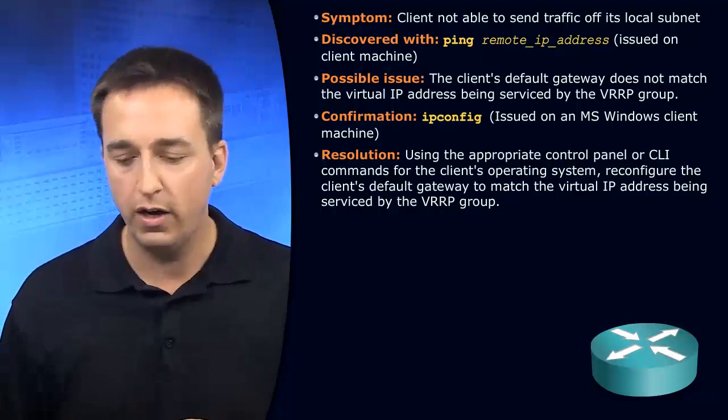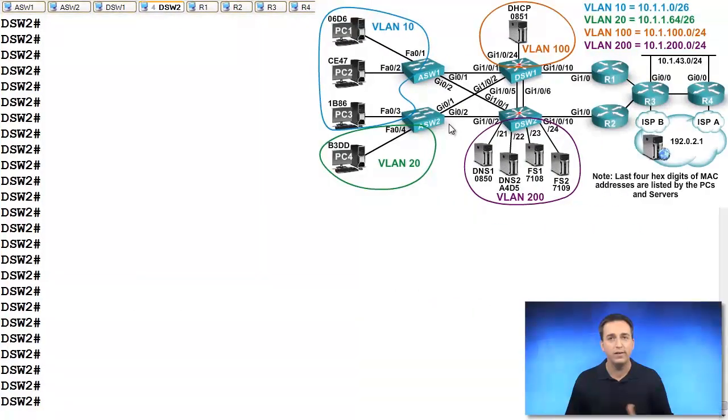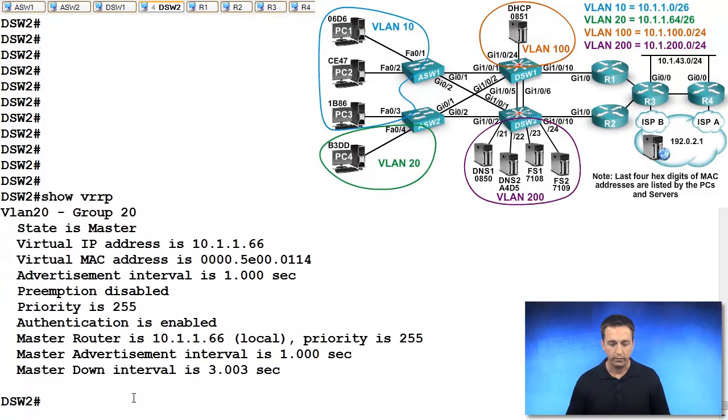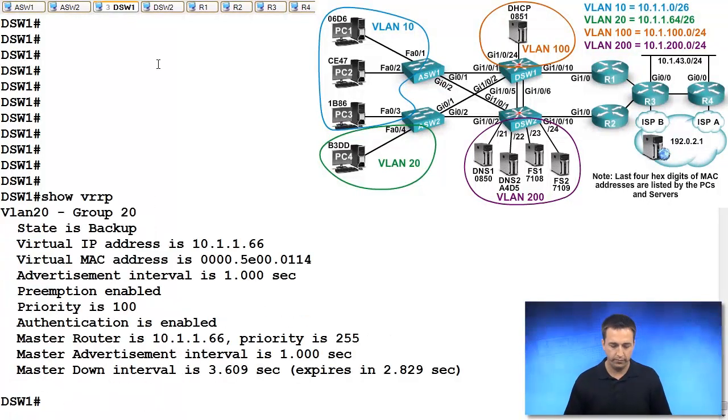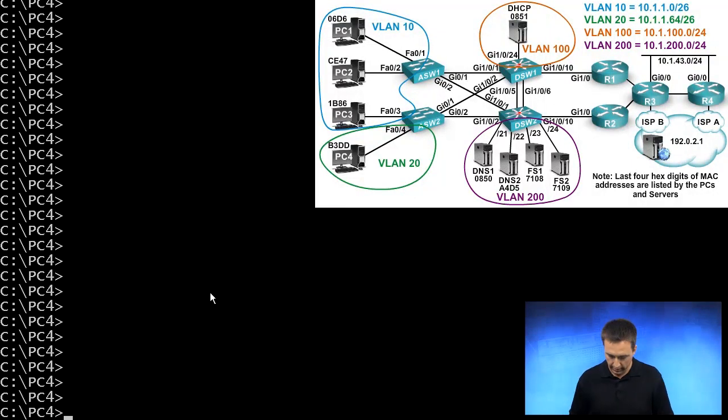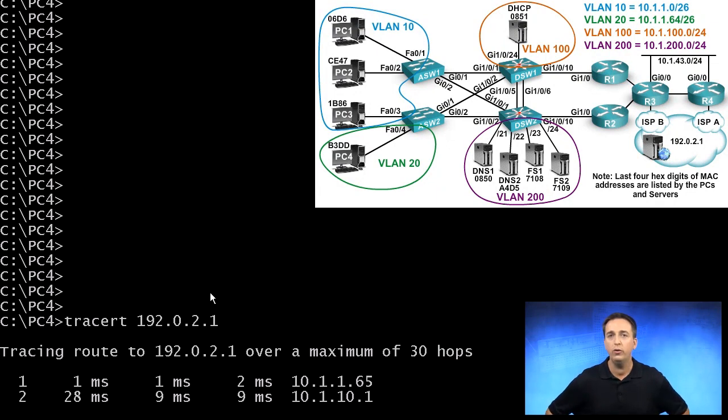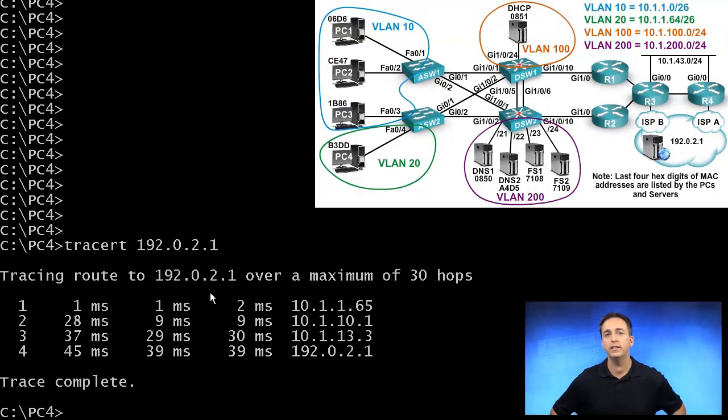Well, let's say in our VRRP group, we have a master and we have a backup. Let's check DSW2, show vrrp. Who's the master? It's DSW2. Who's the backup? It's DSW1. If we go to our client and we do a trace, who is currently servicing this client? It's DSW1. You see that? 10.1.1.65, that's DSW1's IP address on its interface.